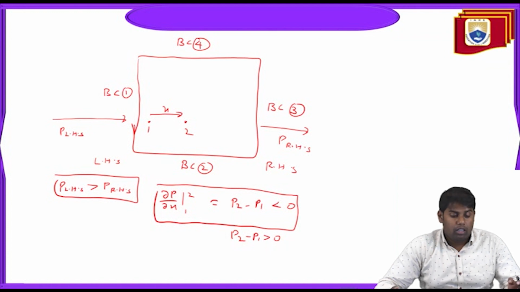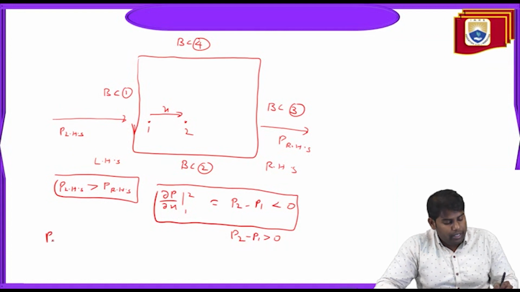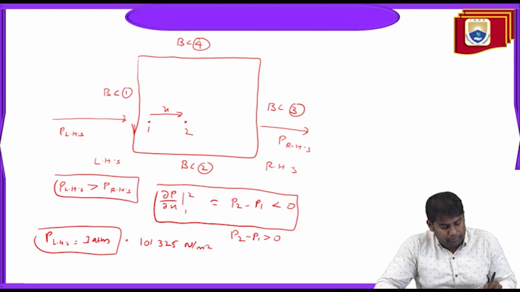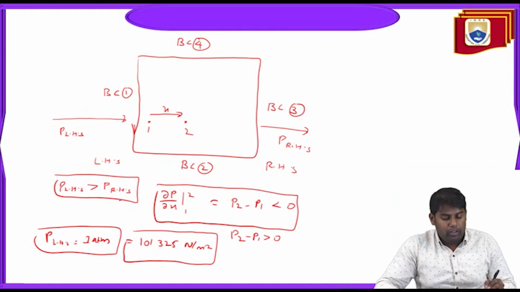The flow will propagate. Okay, now in order to simulate these conditions, what will we give? We will give the values at the boundary. At LHS, you will give the value of pressure. Let's say P LHS is 1 atmosphere. 1 atmosphere is nothing but 101,325 Newton per meter square, or you can take it as Pascal. So this value you will give.